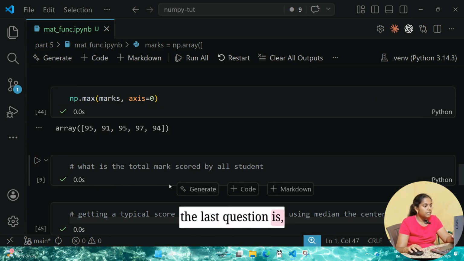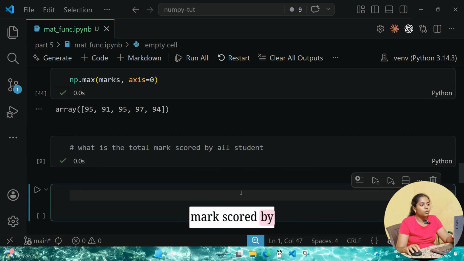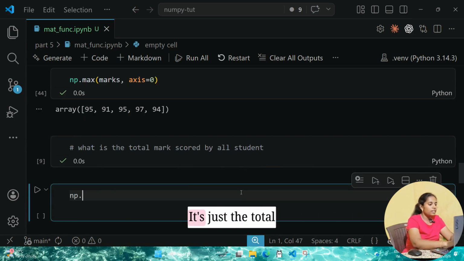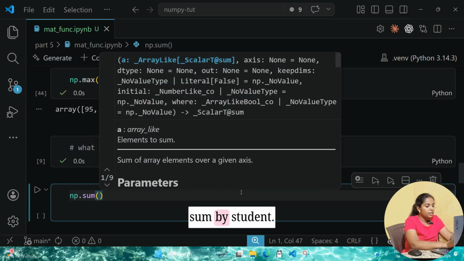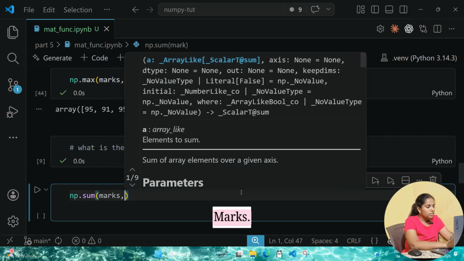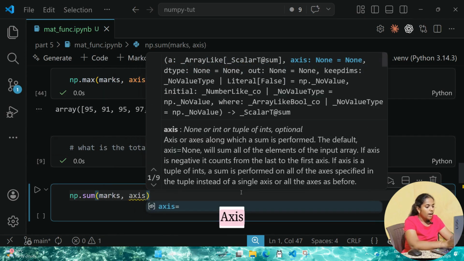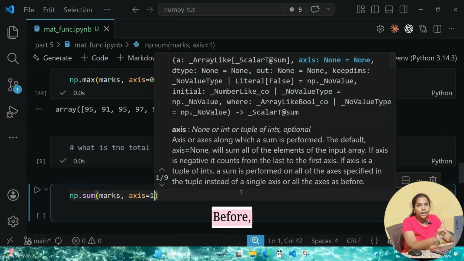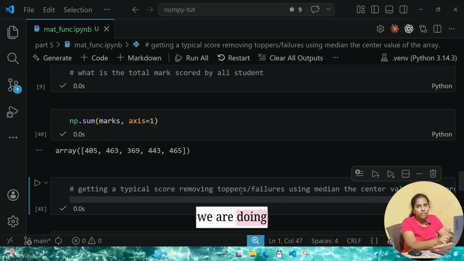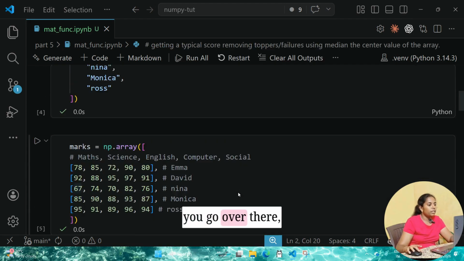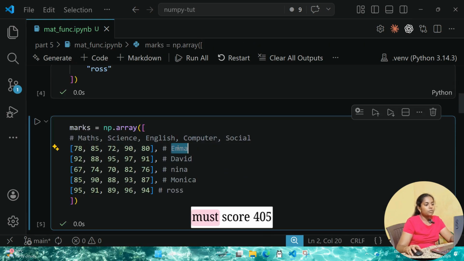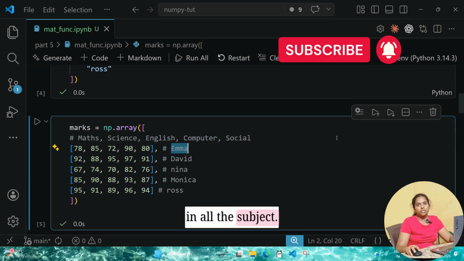So the last question is, what is the total marks scored by each student? It's just the total sum by student. Okay, marks, now axis equal to 1. Before we did it subject wise, now we are doing it student wise. Okay, when you go over there, Emma scored 405 in all the subjects.